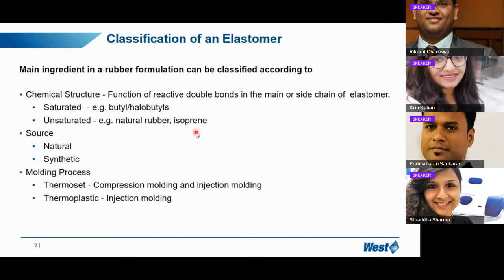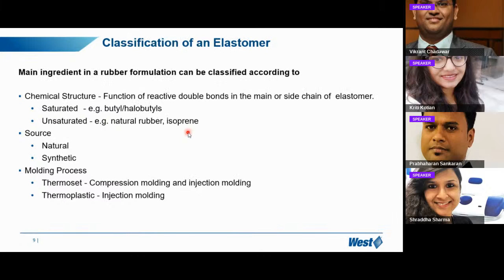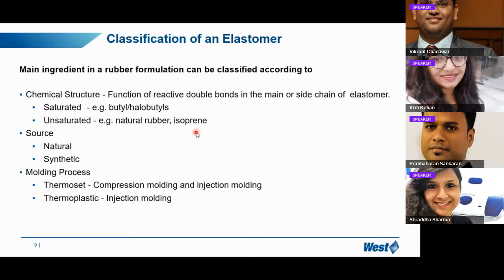So thermoset is a polymer where you need a small amount of cross-linking agent. So you see all the polymers which are thermoset in nature have a cross-linking agent, while in thermoplastic, you will not see any cross-linking agent.